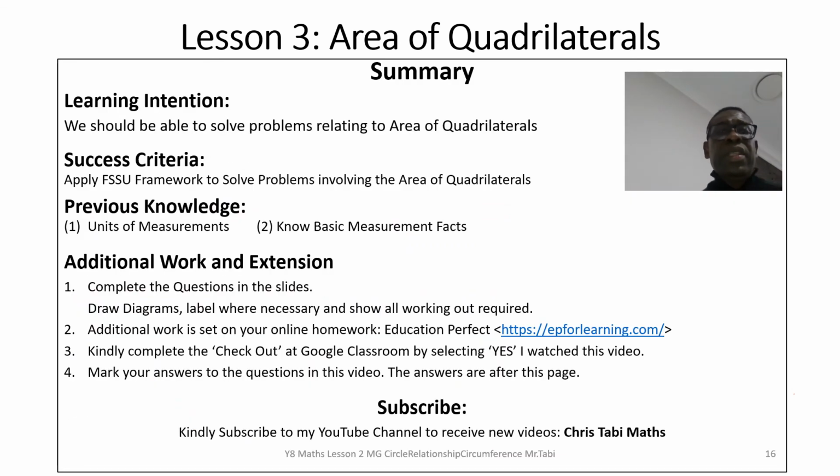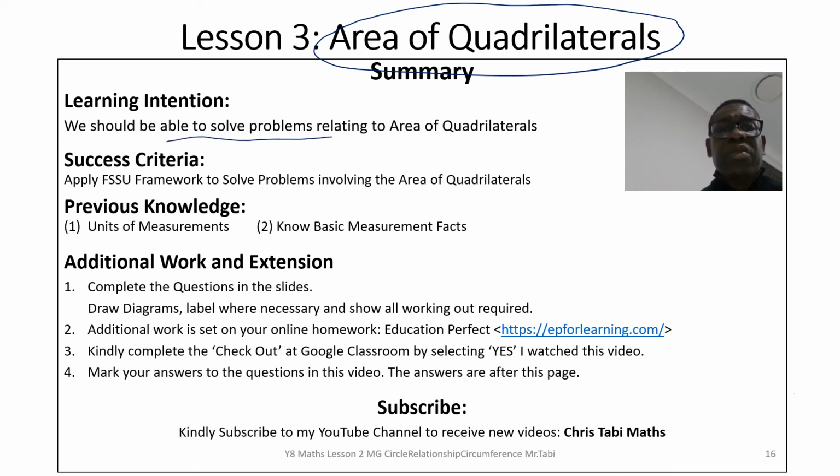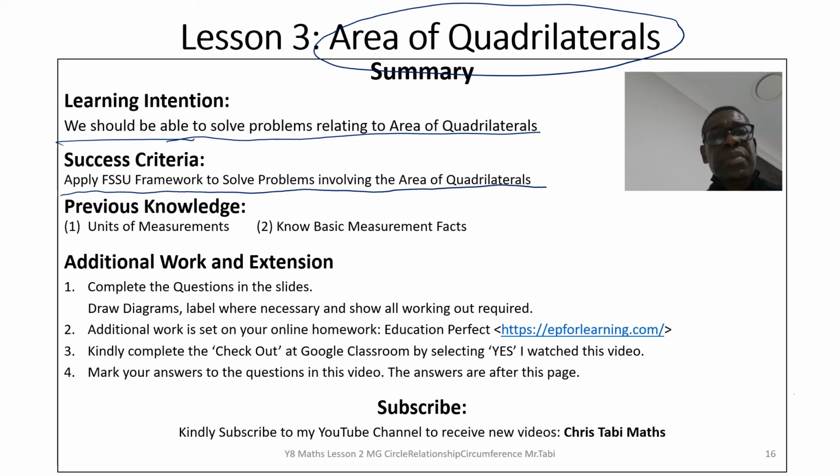Right. So in today's lesson, we focused on the area of quadrilaterals. Our learning intention was that we should be able to solve problems relating to the area of quadrilaterals. Our success criteria was to apply the FSSU formula to solve problems involving the area of quadrilaterals. From our previous lessons, we already know units of measurement, and also we know some basic measurement facts.